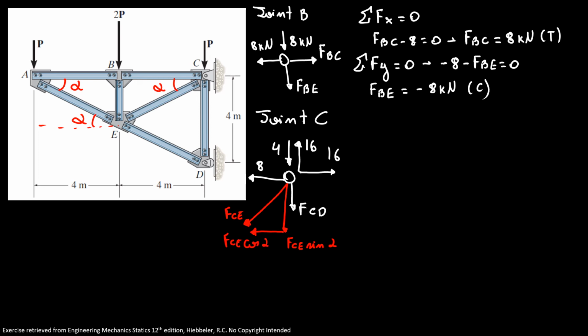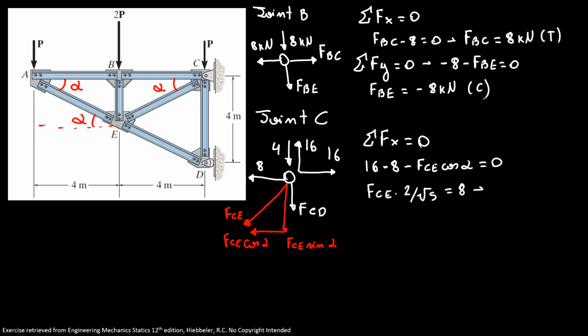Now we're gonna start doing the sum of forces in X direction is equal to 0 because I just have one unknown. I have 16 minus 8 minus FCE cosine of alpha is equal to 0. I have FCE times 2 over square root of 5 is equal to 8. So my FCE is equal to 8.94 kilonewtons in tension because it's positive.